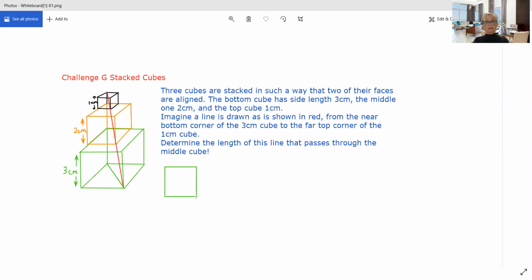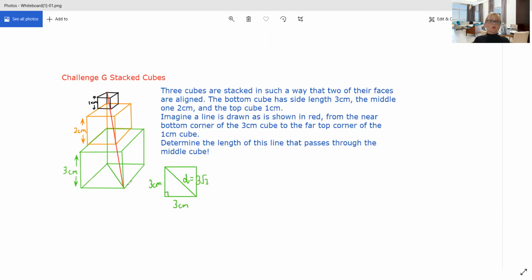This is quite an easy situation. We just have a square with side length 3 centimetres. This is a right angle, of course. So the diagonal squared will be 3 squared plus 3 squared. So the diagonal will be 3 root 2.